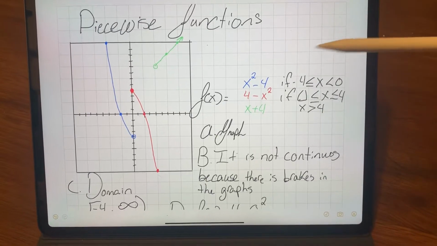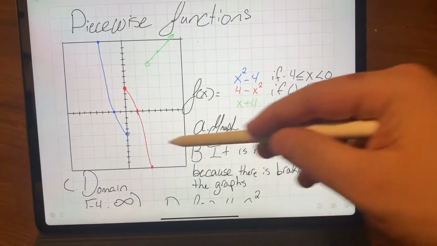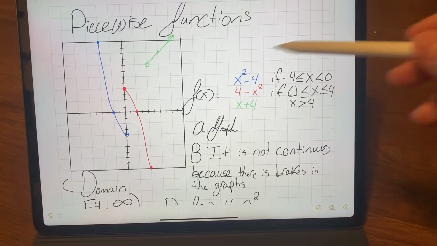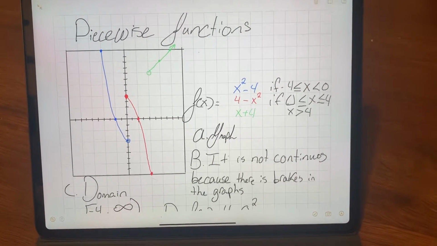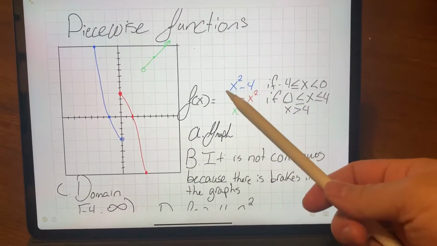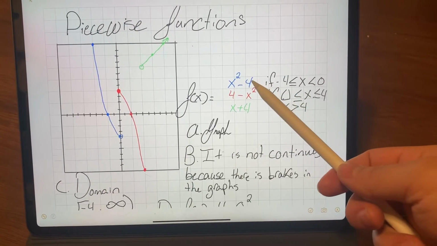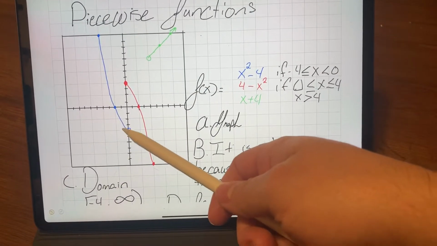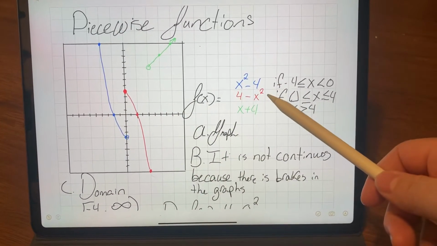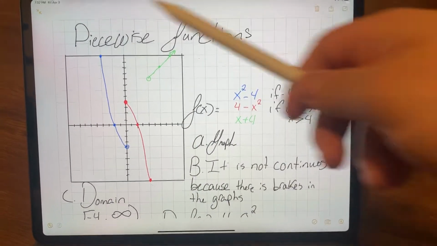So dealing with piecewise functions. So here's our graph, and here are our three equations that we're going to be using. So our first equation is used in blue. As you can see here, it's on our graph in blue, and it's going to be x squared minus 4.